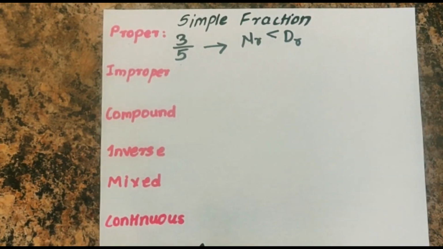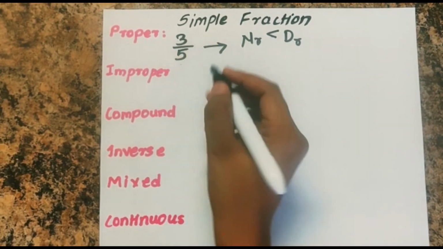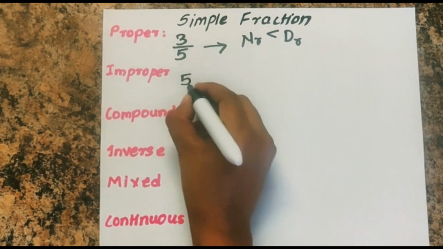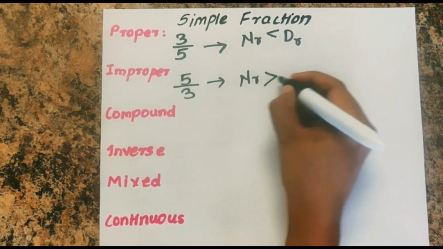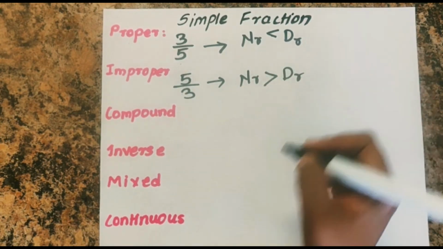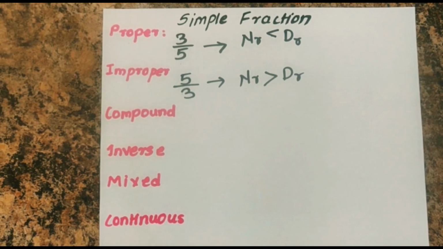What is improper? Improper is the opposite of proper. So 5 upon 3, where the numerator is greater than the denominator, is an improper fraction.